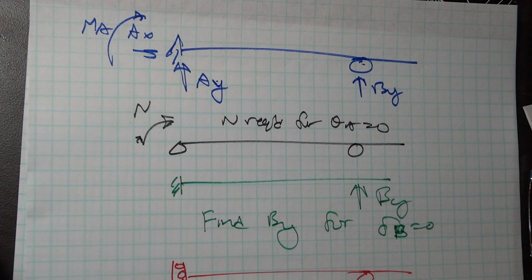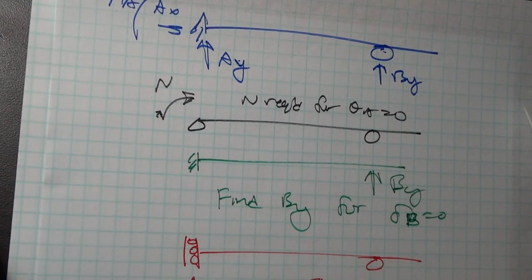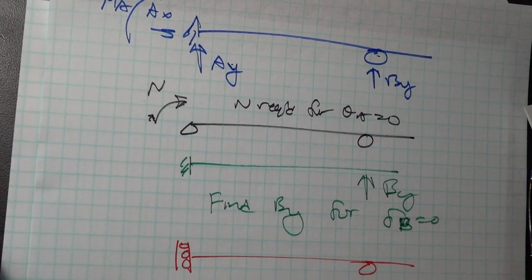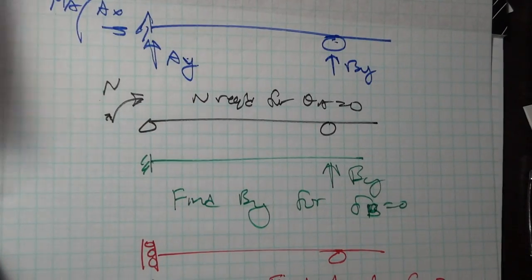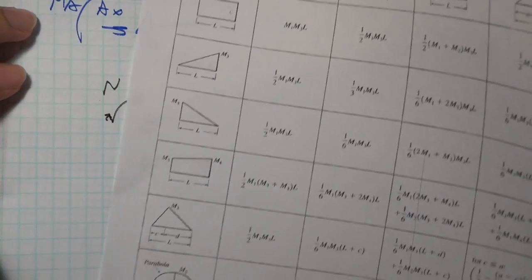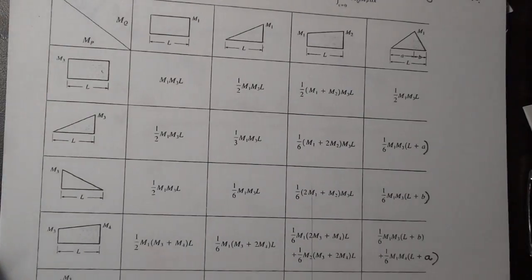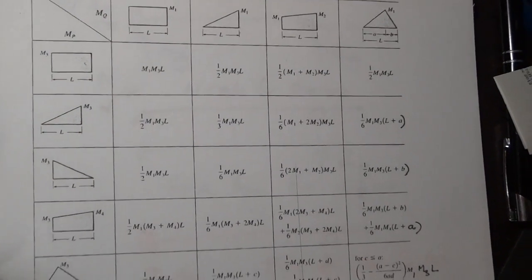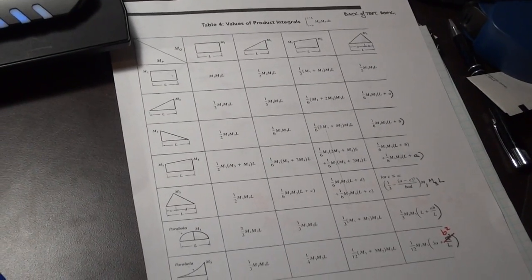Using virtual work is perfectly fine for any of these other cases. And even for the cantilever case, using virtual work is absolutely fine. If you're using virtual work, always remember to go back to this table. So this table, let me just lift this up, I guess. This table here is available online.